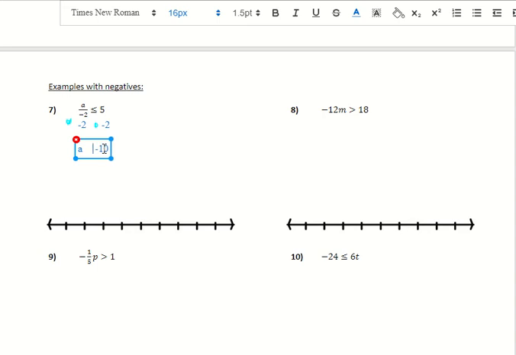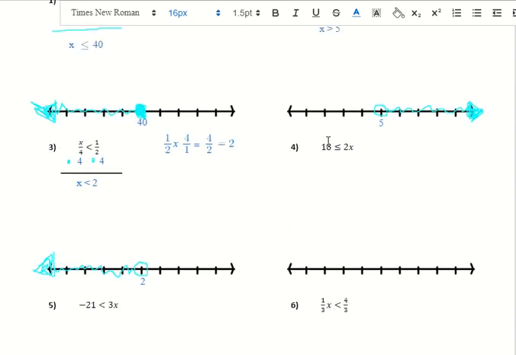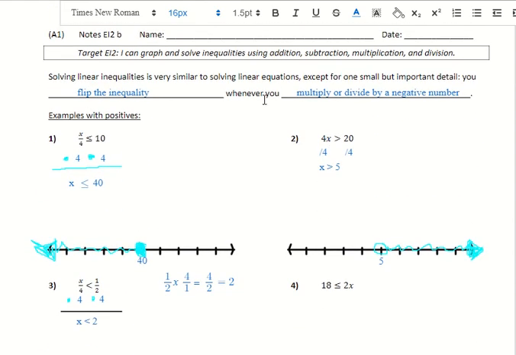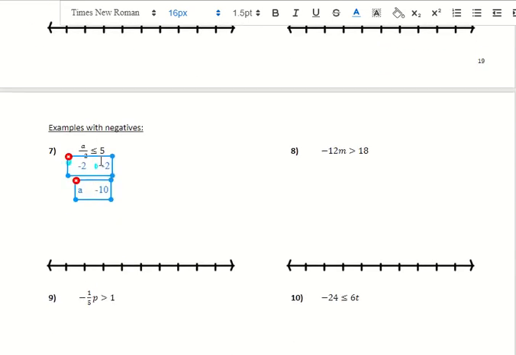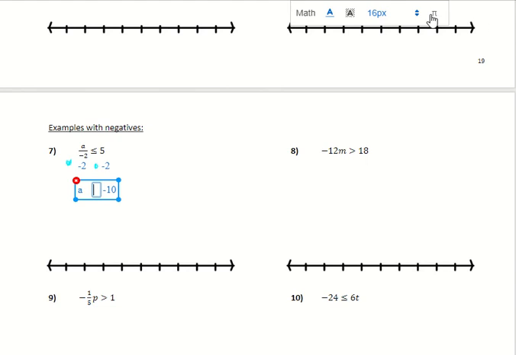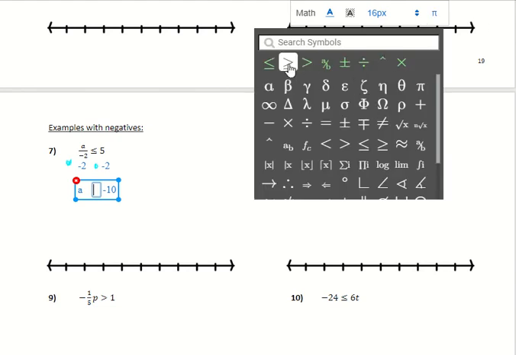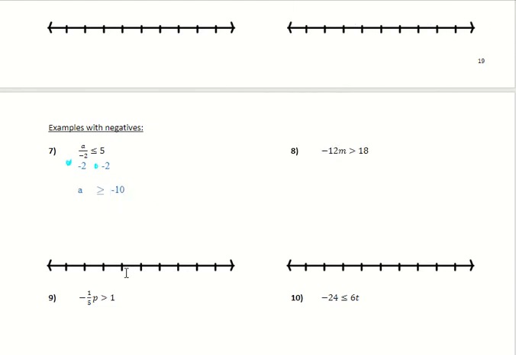Now I need to figure out what I'm going to be doing with my inequality. Well, we had said earlier up here that if I multiply or divide by a negative number, I need to flip my inequality. Well, what does that mean? I just need to go from a less than or equal to a greater than or equal to.